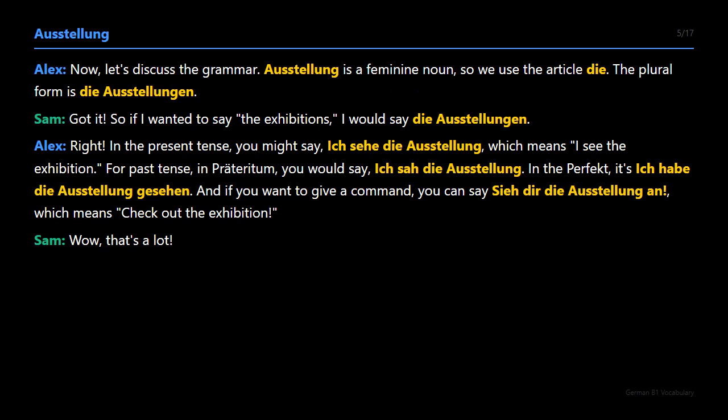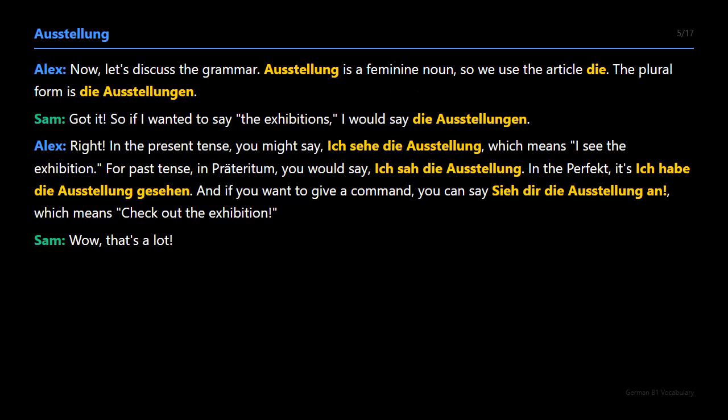Right. In the present tense, you might say Ich sehe die Ausstellung, which means I see the exhibition. For past tense, in Präteritum, you would say Ich sah die Ausstellung. In the perfect, it's Ich habe die Ausstellung gesehen. And if you want to give a command, you can say Sieh dir die Ausstellung an, which means check out the exhibition.